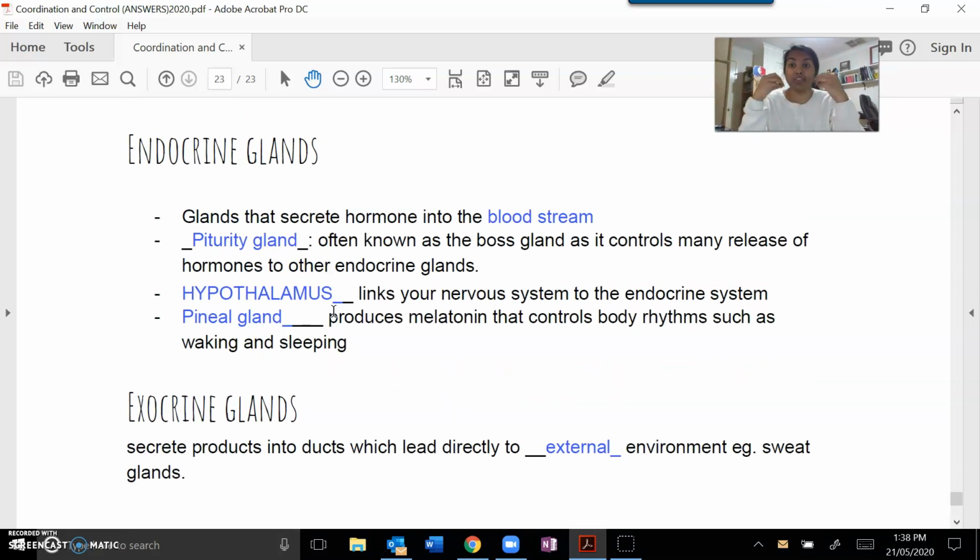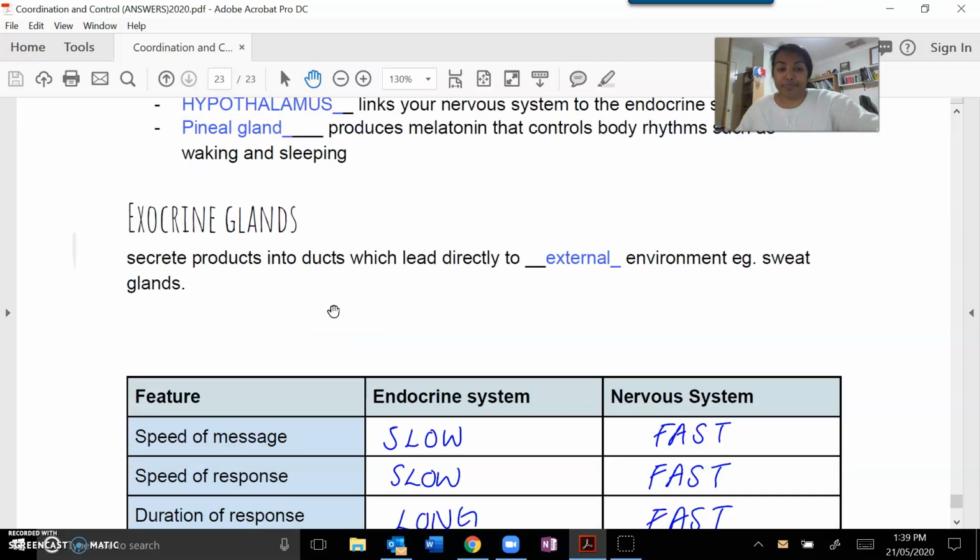Exocrine glands, so think exo means exit. It secretes products into ducts, which lead directly into the external environment. So sweat glands, obviously sweat isn't going into your blood and traveling in your blood, it's going to come out of your body, right? So that's exocrine glands. Sweat glands are going to release, sorry, not hormones, products to the outside.